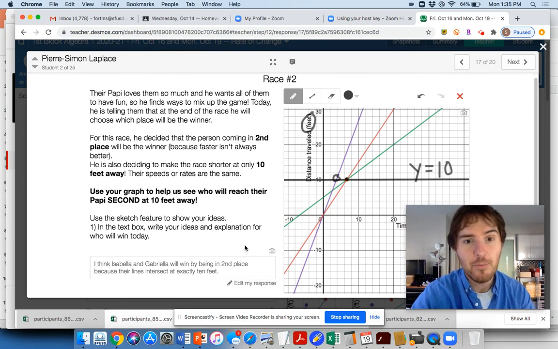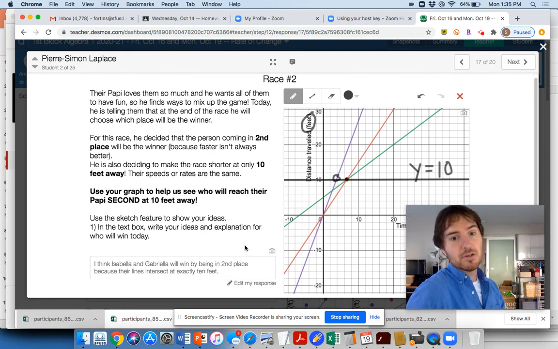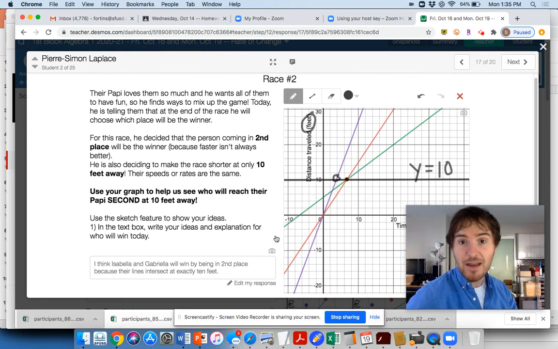I think Isabella and Gabriella will win by being in second place because their lines will intersect exactly at 10 feet. Look at that. Can you be in 2 places at the same time? Well, no. If you're one person, you can't be in 2 places at the same time. This doesn't make any sense at all.